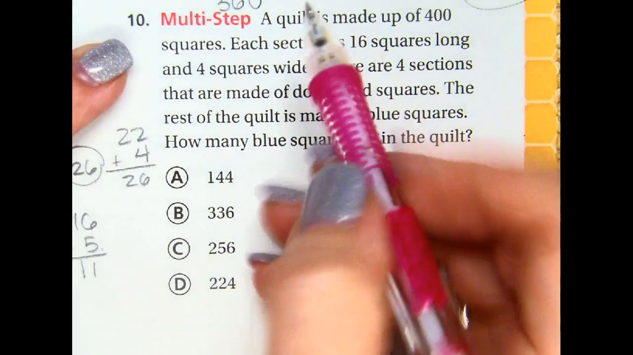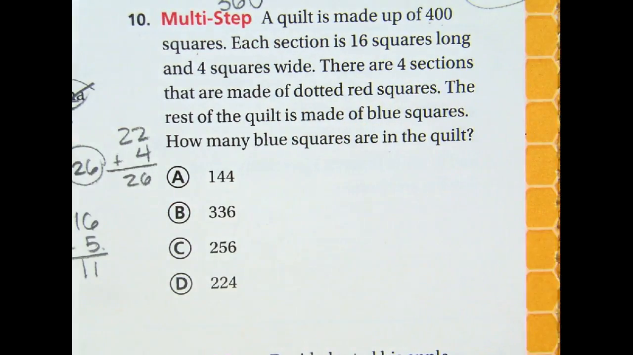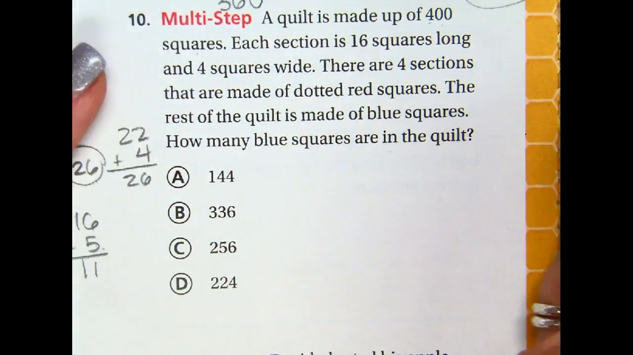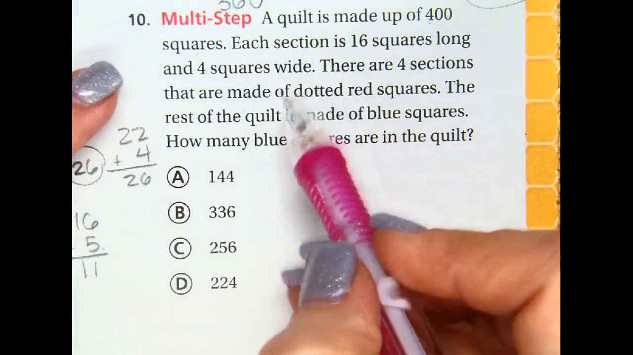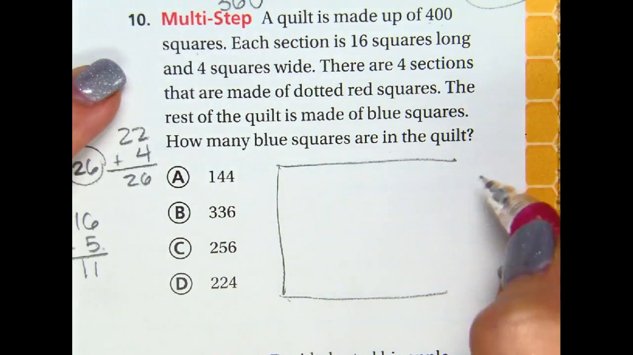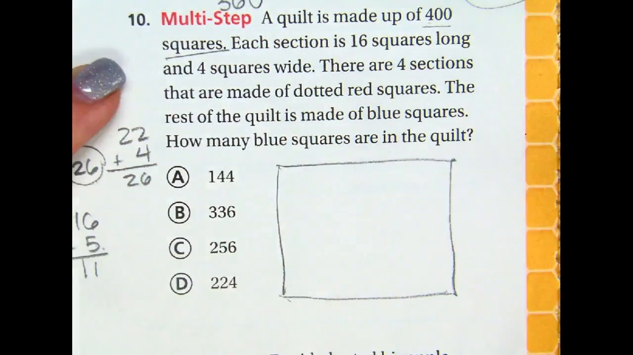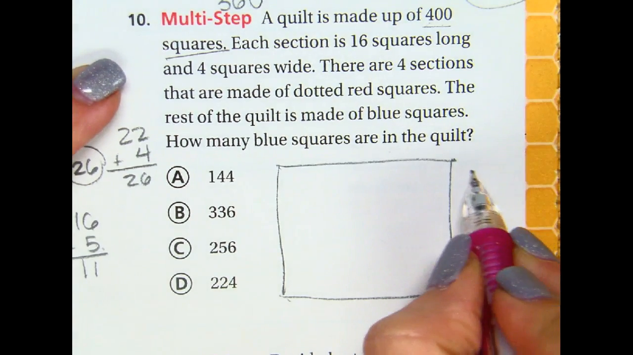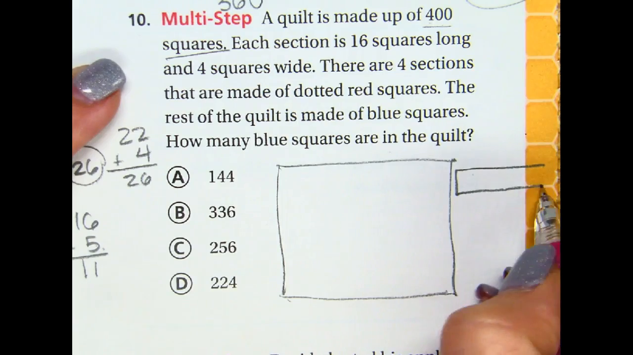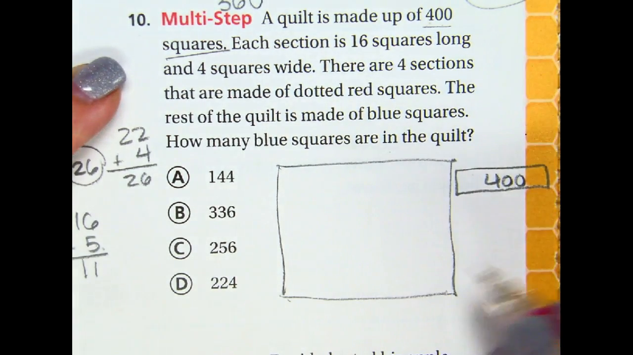Okay, this one was real confusing today when we did it in class. Number 10. It says a quilt is made up of 400 squares. So envision in your mind a quilt. It's a blanket. It's usually in a rectangular shape. So what we could do is just draw a quilt. Let's just draw what we're talking about. Here's the quilt. Okay, we know that the total quilt is made up of 400 squares. So if we made a strip diagram for it, here's your total, which is 400. That's how many squares there would be in this whole quilt.